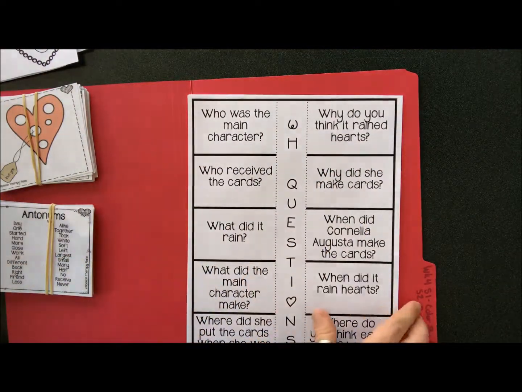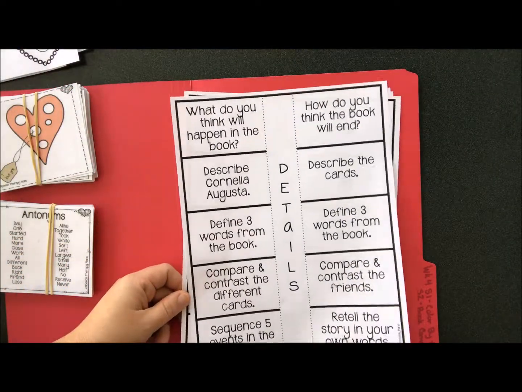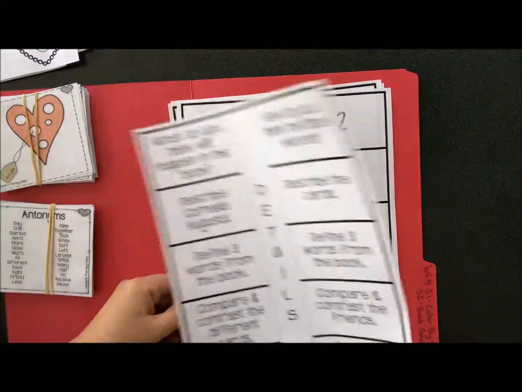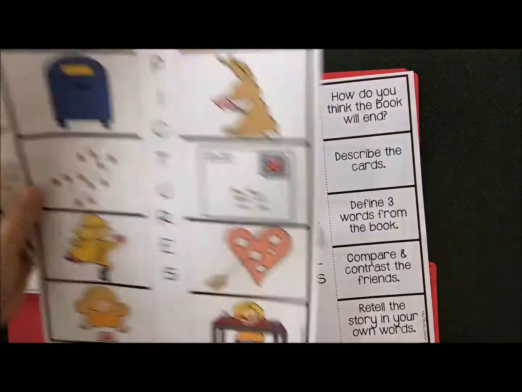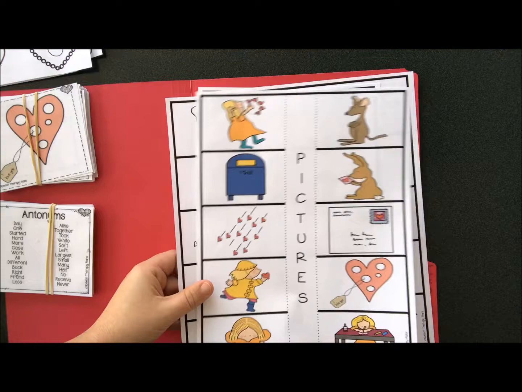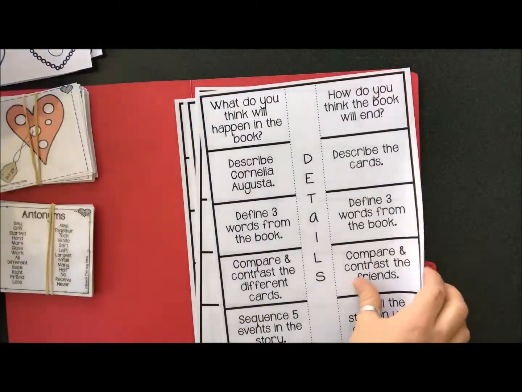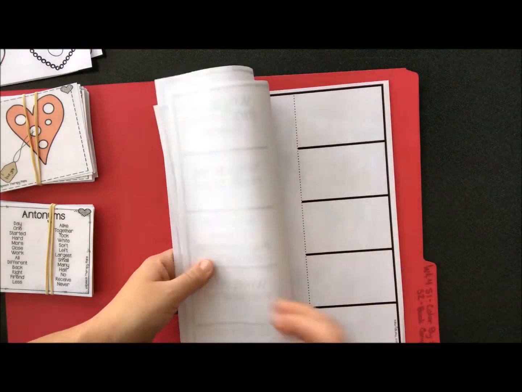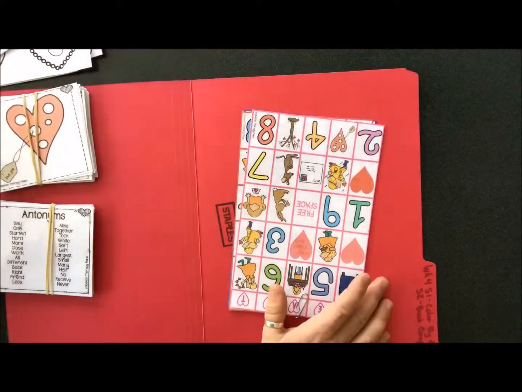So this one's WH questions, and then there are details, so just all different types of details from the story, recalling information from the story. There's a sequencing one, and then I also included a black and white and a color copy of the pictures. So if you're working on describing or comparing and contrasting, you can use the pictures. You can use the pictures within these to glue under if your kids don't write yet, or you can have them write. So that's what I do with these flips.